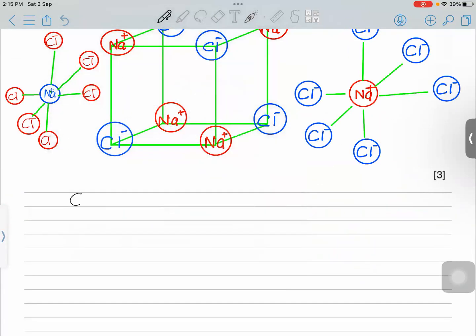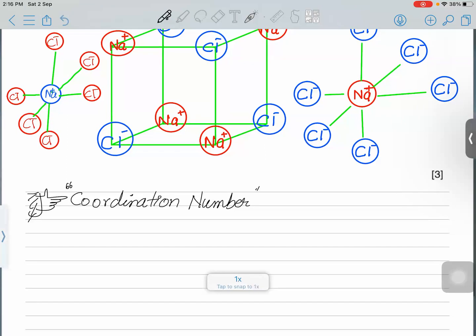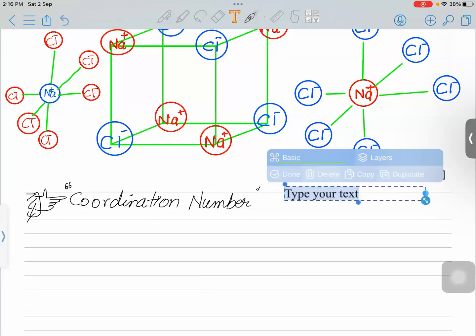Sir, how did you know that there are 6 chlorine around 1 sodium? Because I know, right? It's a fact. Each one has a different coordination number. As you know, the coordination number of carbon in methane is 4. You can form 4 bonds. Similarly, sodium can make 6 bonds. This bonding is called coordination number, right? This would be our lecture number 11.